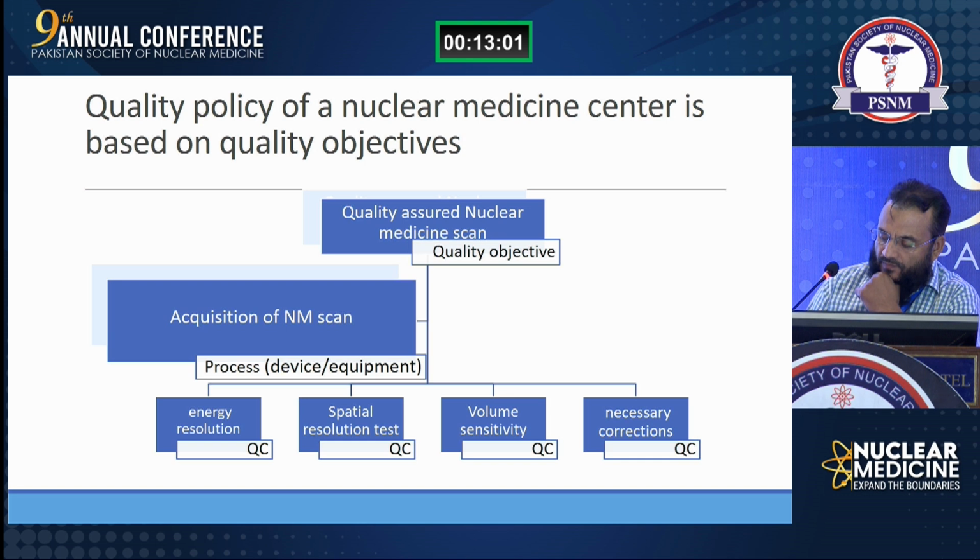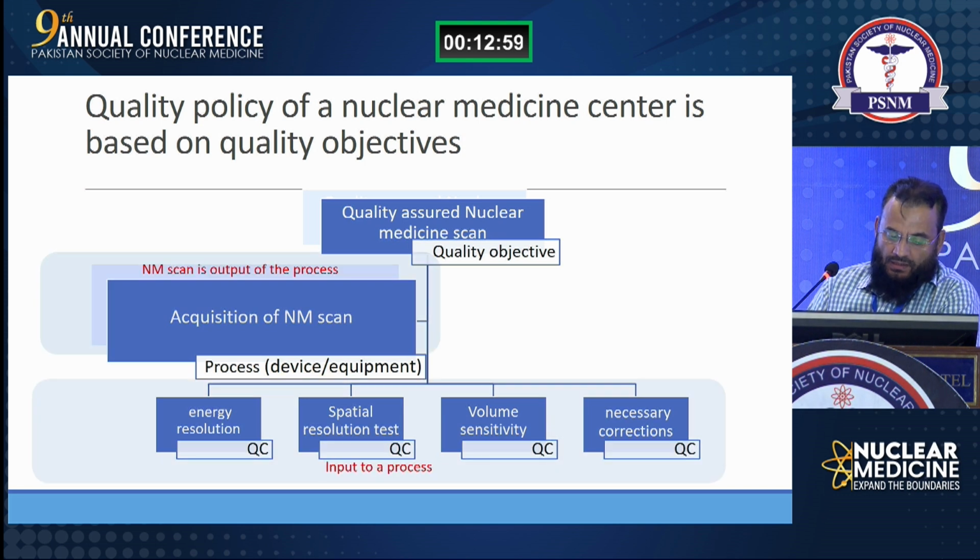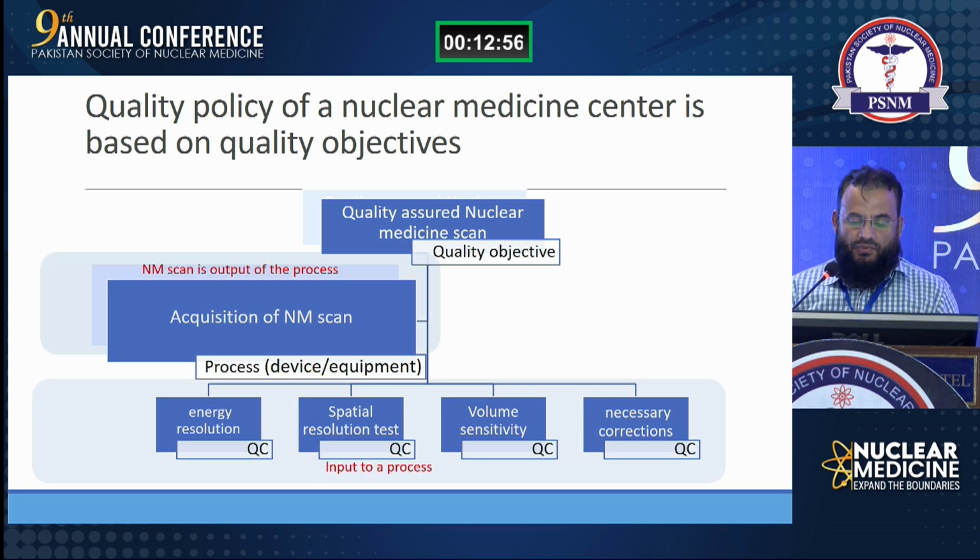The quality controls act as input to a process, while the nuclear medicine scan is the output of this process, and acquisition of the nuclear medicine scan is the process. The quality control will ensure the quality of the nuclear medicine scan, and quality assurance basically is the confidence level. Quality controls increase the confidence level of the quality of a nuclear medicine scan.